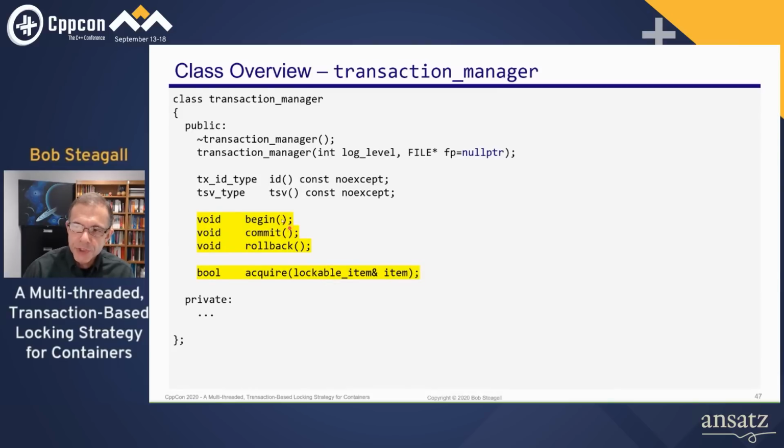These member functions, which are part of the transaction manager, are part of its public interface. And they are intended to be used by the business logic in the rest of the thread that's attempting to do the updates, to acquire the update group, to update them appropriately, and then commit or roll back as the case may be.